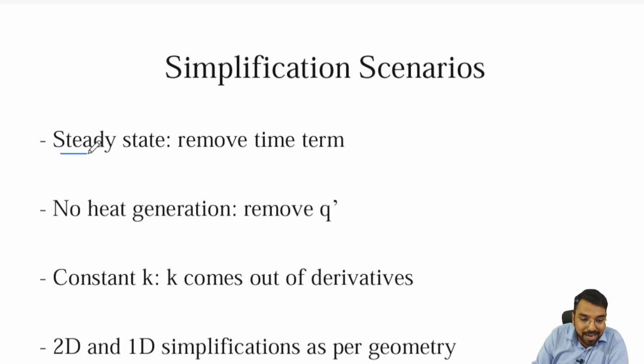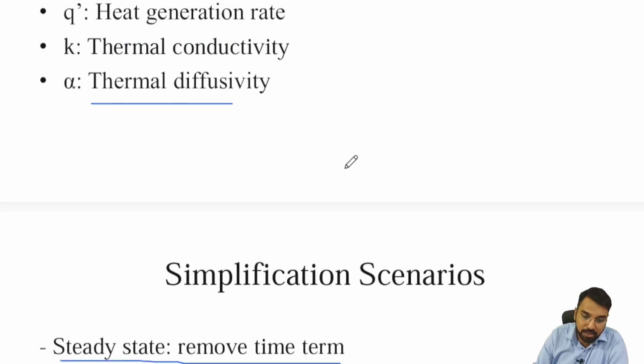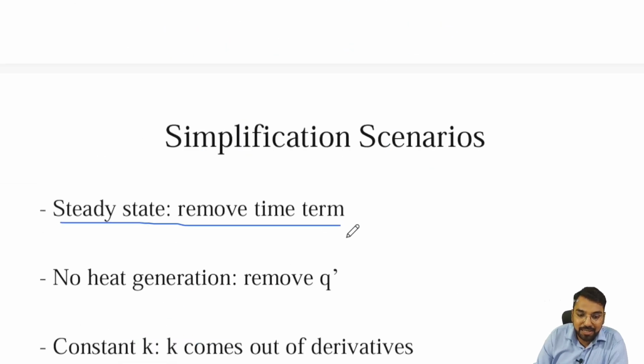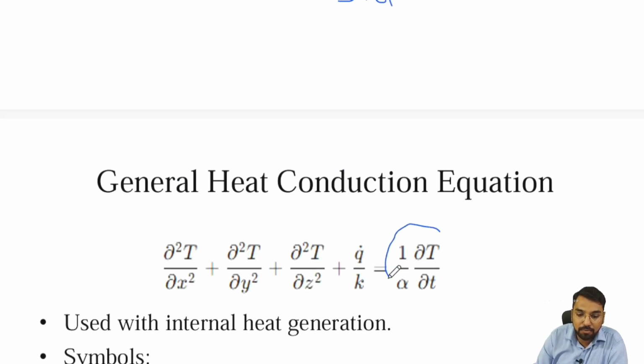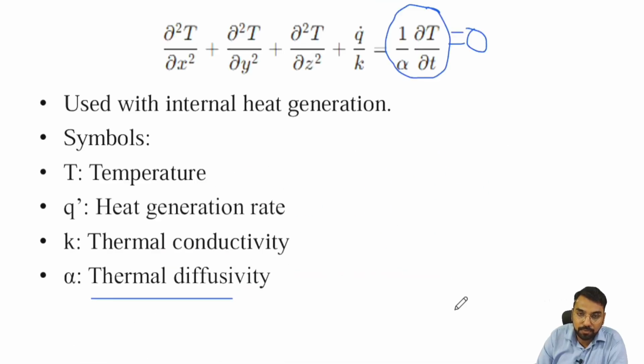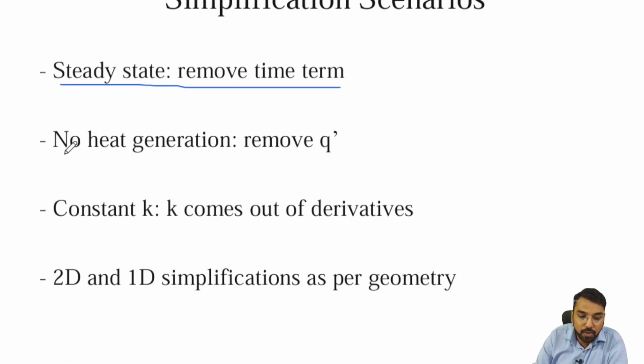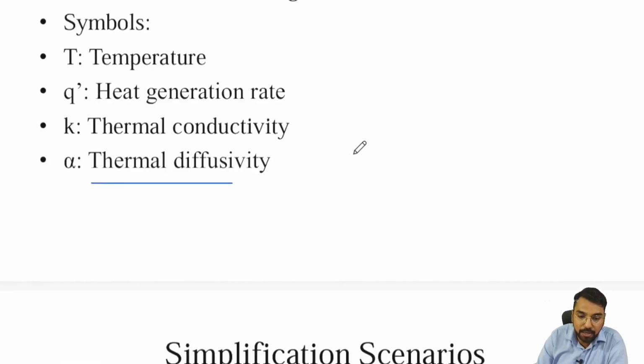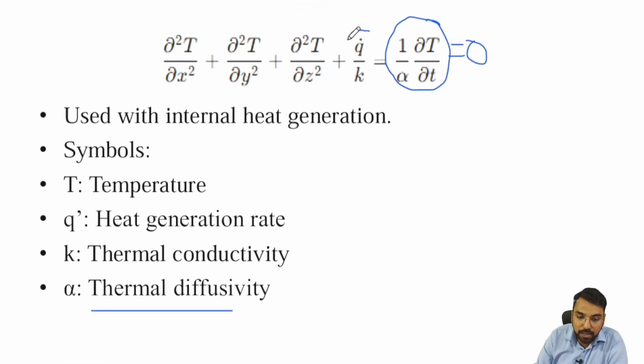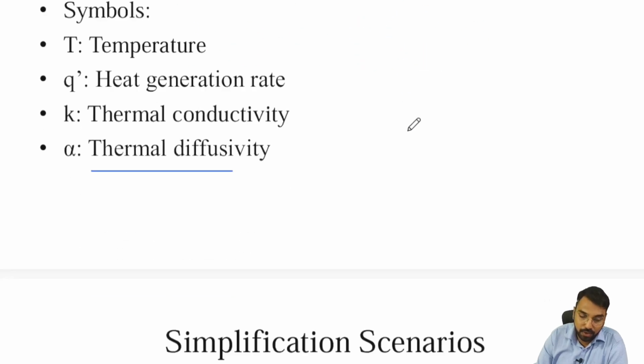So for steady state, as I have stated earlier, remove the time term. So for steady state, this term is equal to 0, okay. Then no heat generation, then remove q dot. If there is no internal heat generation component, or no radioactive material present, then this term will also become 0, okay.